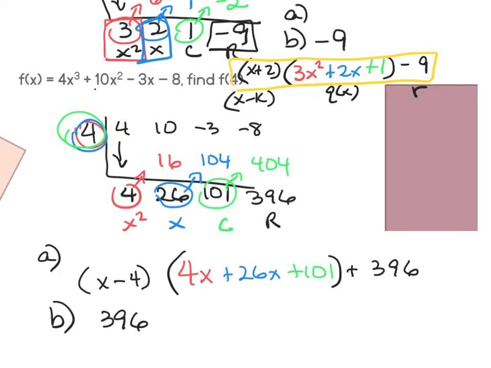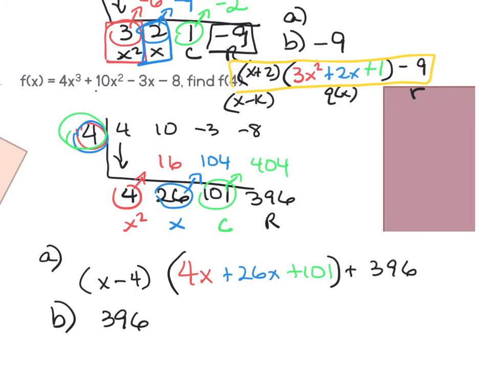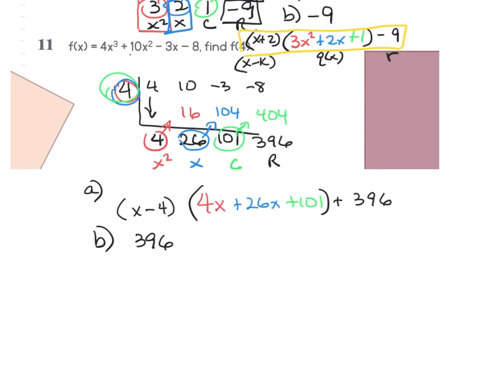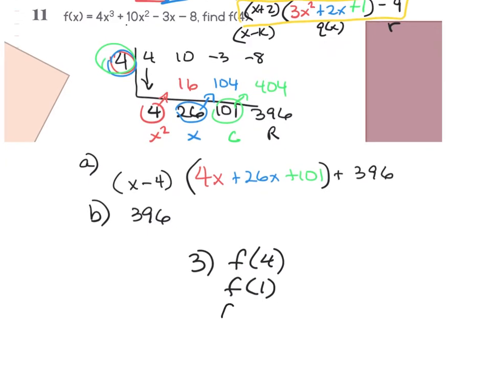Now, again, number 3, I know I didn't say this in the video, but on WebAssign, question number 3, they'll give you a function, like say this same one, and then instead of finding f of 4, they'll say find f of 4, and then find f of 1, find f of 0, and then you just plug that in and do a synthetic. And then the answer is going to be the remainder on all these. And that's all you type in is a number in each one of the boxes.